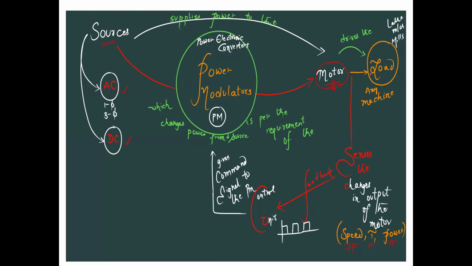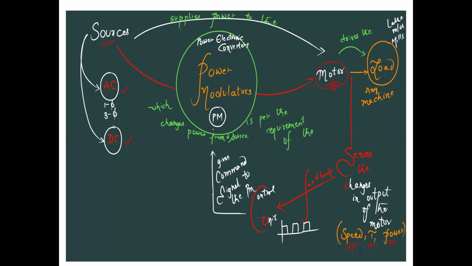If there is any change in the output, it can sense that with the help of a speed sensor or a torque sensor or motion sensor. Then it sends some feedback to the control unit. That control unit will give a command signal to the power modulators. Then the power modulator will take the decision.